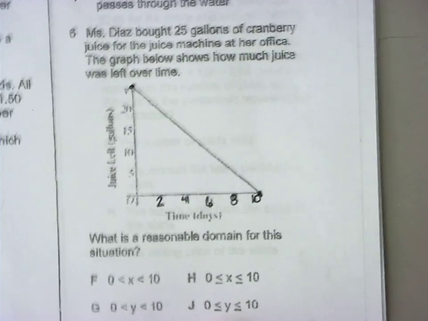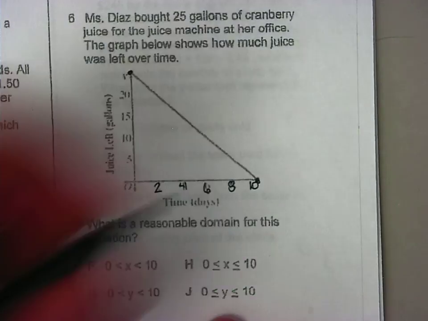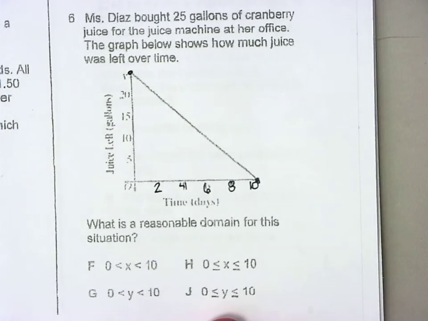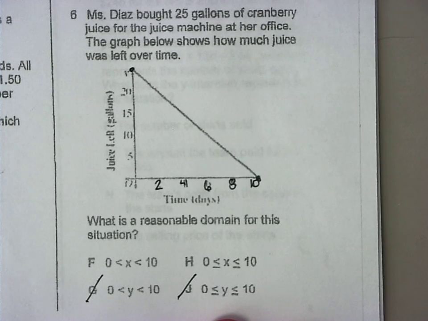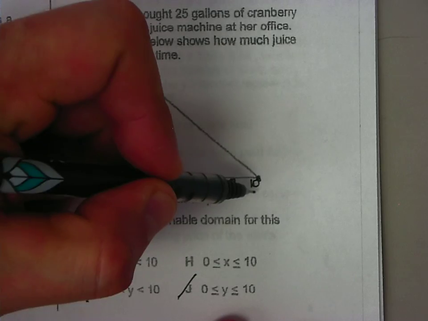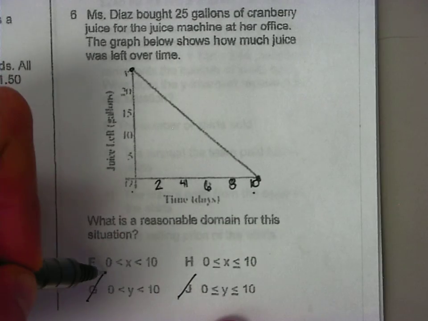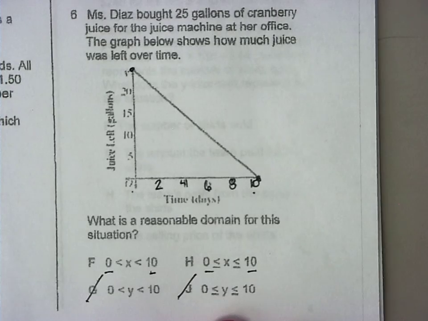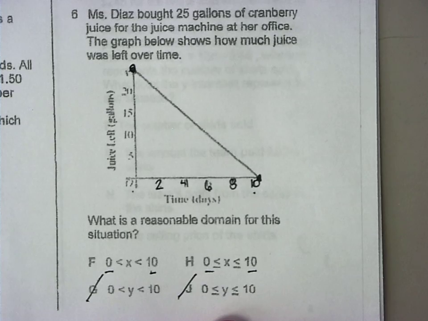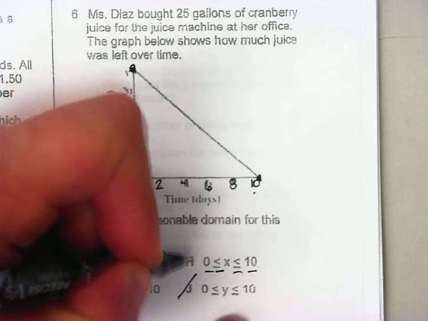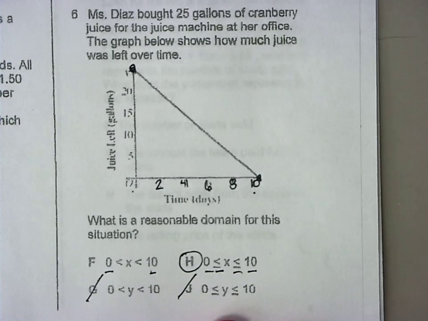So they want to know what is a reasonable domain. Domain measures your x value. So right now we know we have to have a choice with an x in it. That takes away G and J. Now, domain measures the width of your graph, from the furthest to the left, or the least amount, to the greatest amount. The least amount is 0, and the greatest amount is 10, from beginning to end. We see that in both our answers. However, the determination now is in the endpoints. We have solid endpoints at the end, which means that it does exist there. So it's going to be equal to as well at those points. So choice H is our correct solution there.